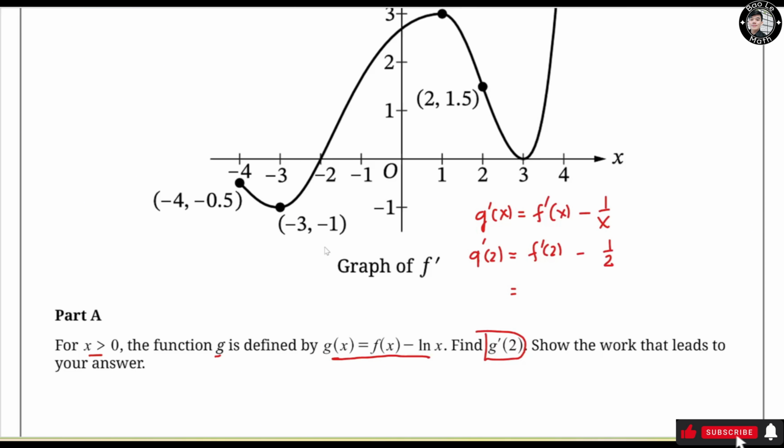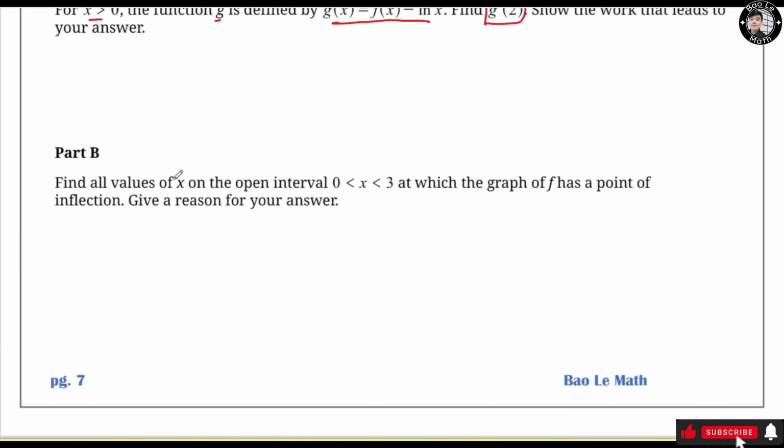Now, f prime of 2 is 1.5 right here, right? Which is 1.5 minus 1/2. It's going to be 2 over 2, and it's going to be 1, right?